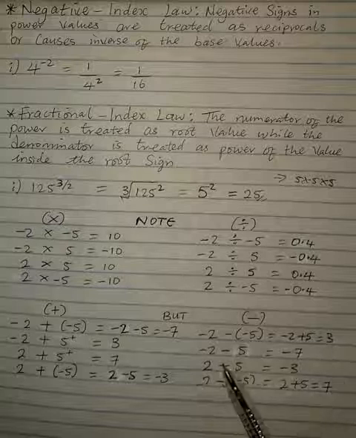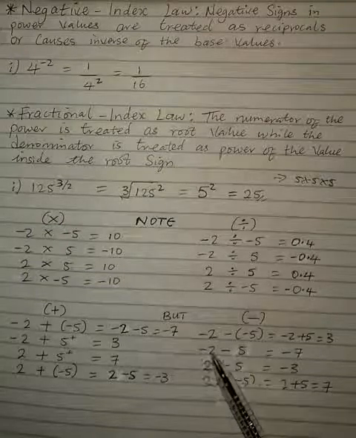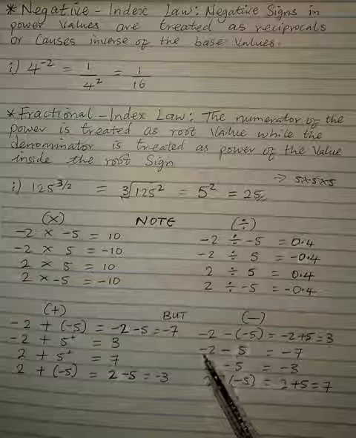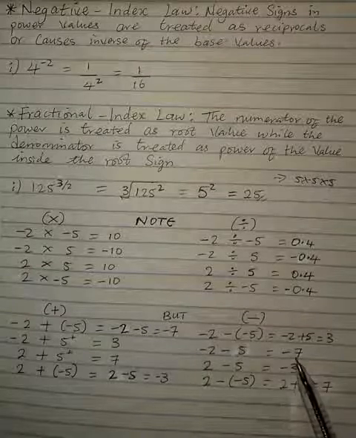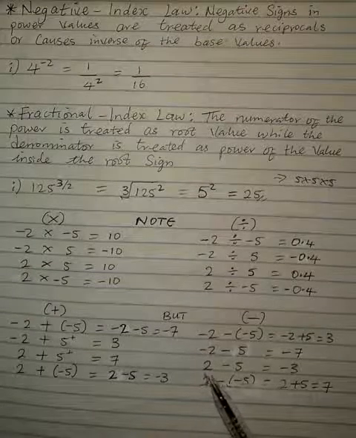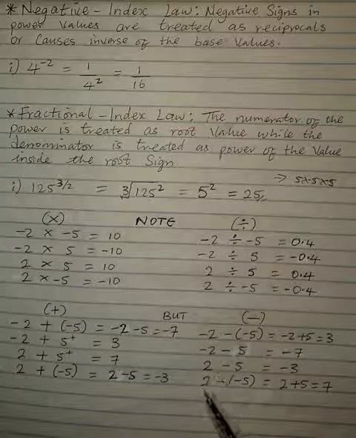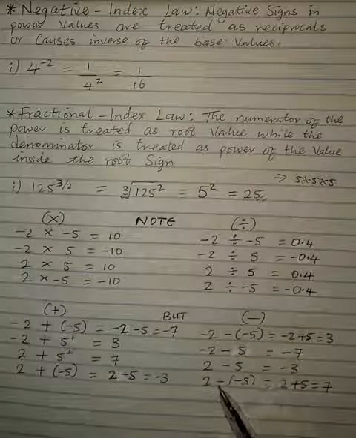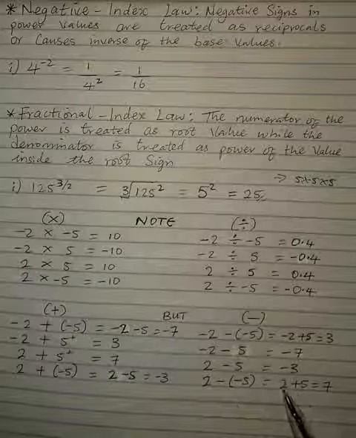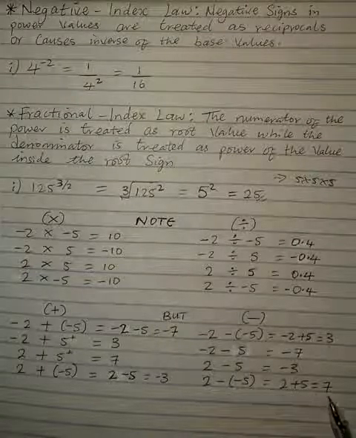Having is positive. All right, we have minus 2 minus 5. You're owing 2, you owe 5, you'll be owing 7. 2 minus 5, you have 2, you bought 5, you'll be owing 3 when you pay the 2. 2 minus minus 5, minus minus is equal to plus, so 2 plus 5 is equal to 7.